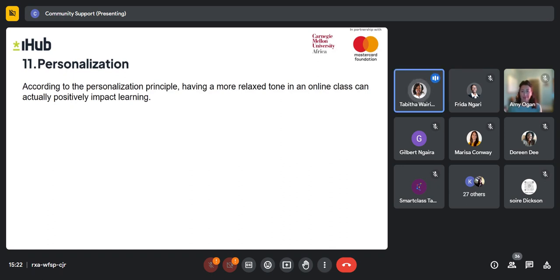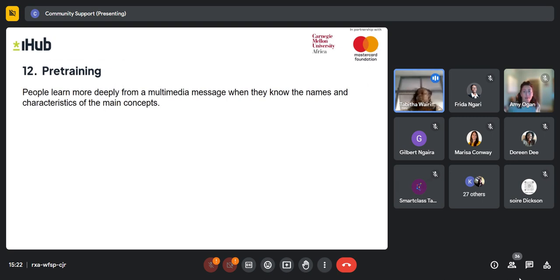Okay, and then finally, pre-training. People learn more deeply from a multimedia message when they know the names and the characteristics of the main concepts. So we've talked about this, where say you're trying to teach me about even a recipe, right? There's the main concept. So say we are trying to make lasagna.